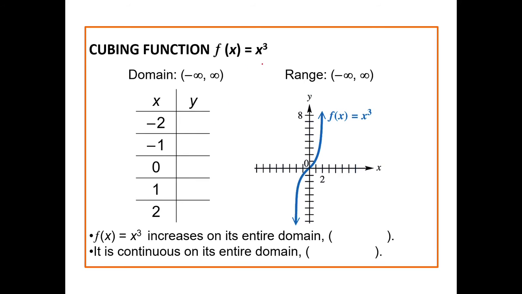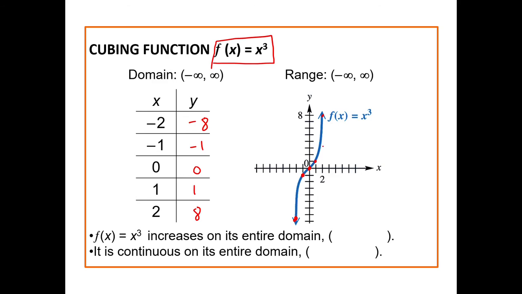For the cubic function, it's defined as f of x equals x cubed. If I plug in negative 2, cubing it yields negative 8. Negative 1 cubed yields negative 1. 0 cubed is 0. 1 cubed is 1. 2 cubed gives us 8. Negative 2, comma, negative 8 is a point down here. Negative 1 is here. 0, 0 is the origin. 1, 1. And 2, 8 yield our graph.